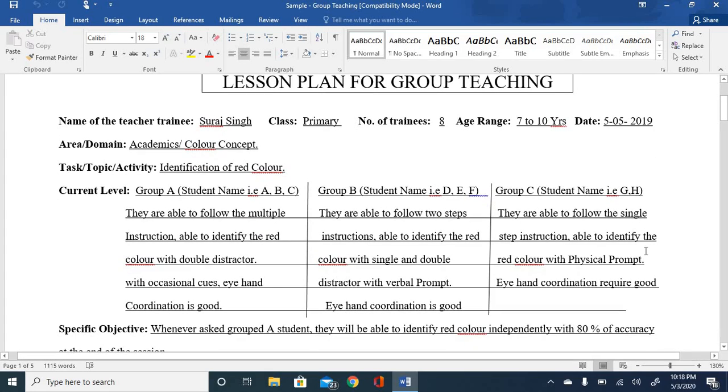Now here, as you can see, name of the teacher trainee, that means your name. I have given my name as a sample. You all have to write your name. Then the class you are going to teach, primary, or any other class you are taking, and the strength of the students in the class, maybe 7, 8, or 9, but as per the RCI norm it is 1:8.